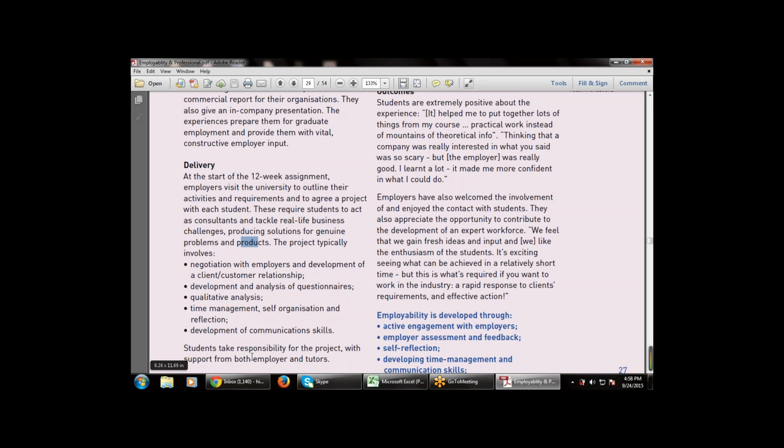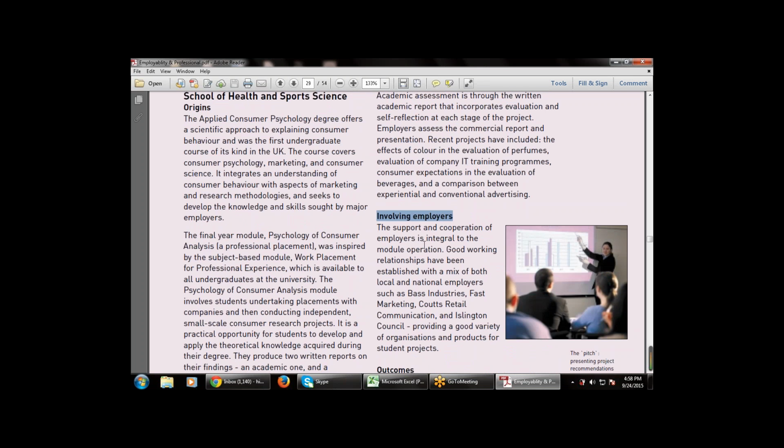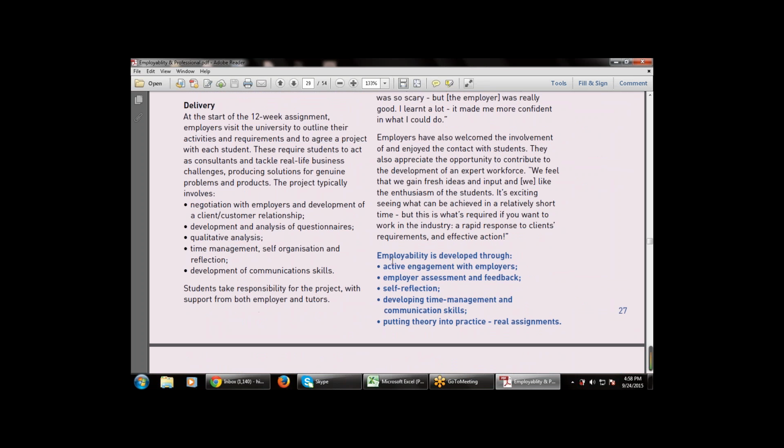These are the main typical involvements. A project is undertaken to produce the following criteria, and also involves the employer, with support and collaboration of the employers integrated into the module operation. Then the outcome: employability is delivered through active engagement with the employer. So there will be proper involvement of the employer whenever the module is prepared.